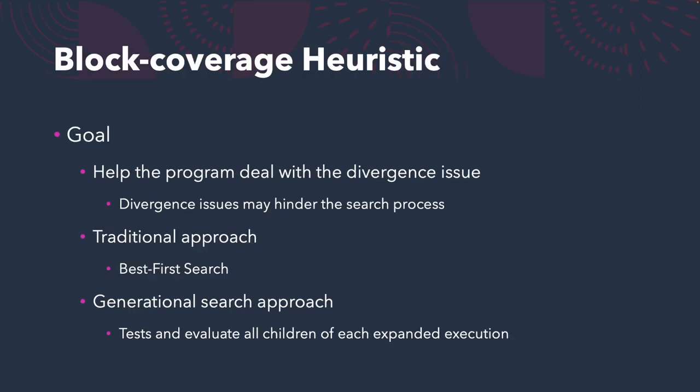So let's talk about the block coverage heuristics. The main goal is that it will help the program deal with the divergence issues, since divergence issues may hinder the search process. The second thing is that the traditional approach is based on depth-first search. It uses a depth-first search that occasionally picks the next child to explore using block coverage heuristics. The generational search approach tests and evaluates all the children of each expanding execution.